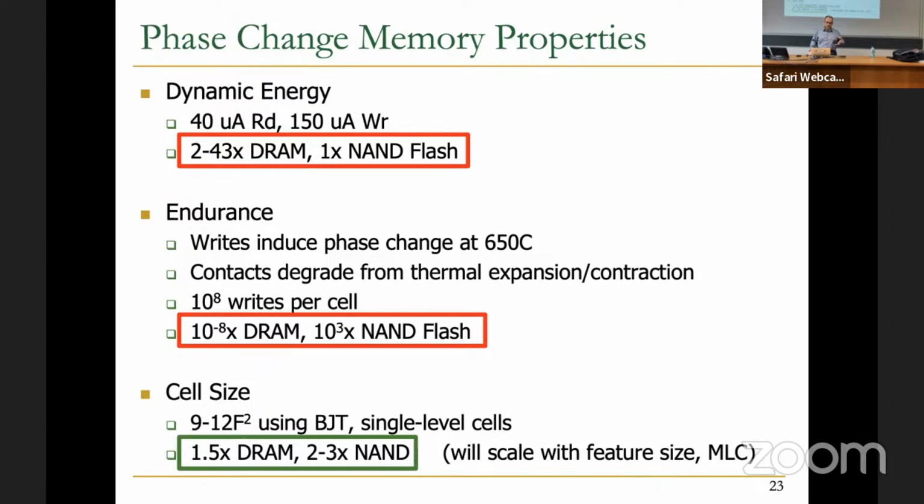So read dynamic energy for PCM is 2 times that of DRAM, and the write dynamic energy you consume is 43 times larger than DRAM. And dynamic energy is similar to NAND flash. And for endurance, it's like 10 to the power minus 8 times that of DRAM.